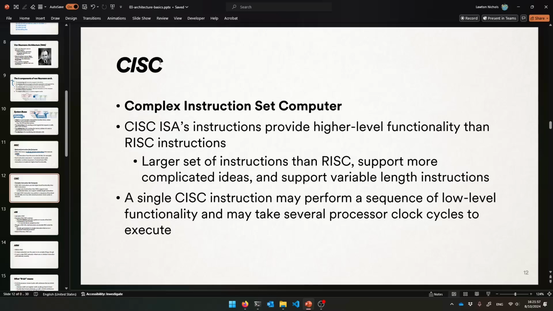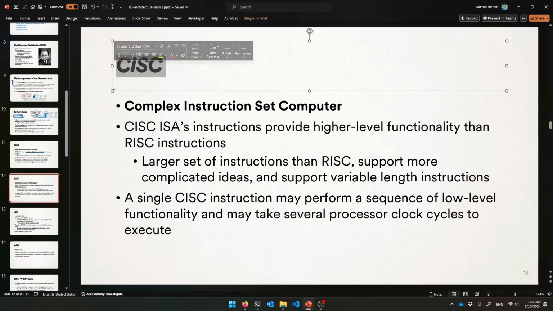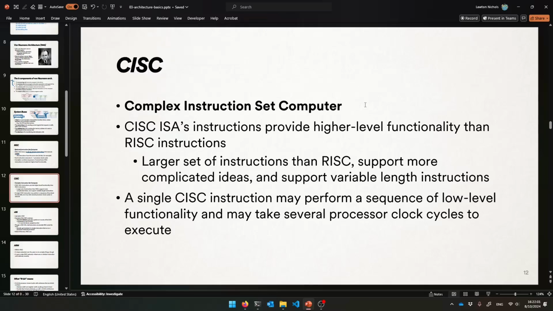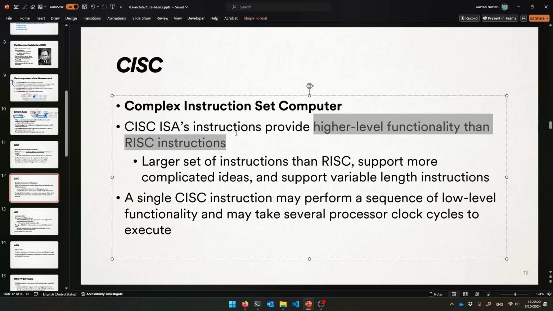The flip side of that is called CISC. C stands for complex this time. A complex instruction set computer is what it means when you have the CISC architecture, ISA. So with a CISC instruction set architecture, the instructions give you a lot more. It's not basic anymore. It's higher level than RISC instructions, and so you have a bunch more things that you could do.